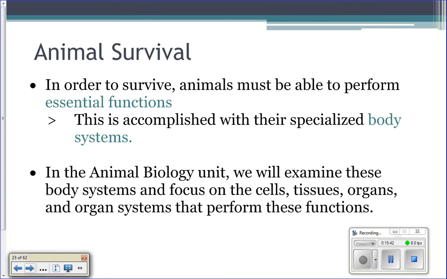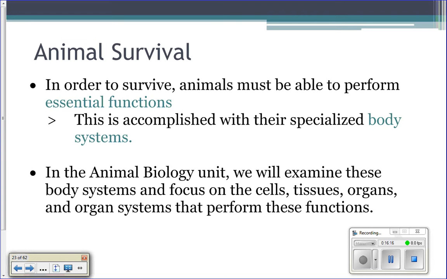Okay, so in order for animals to survive, they need to be able to perform essential functions, which are things like reproduction and things like movement or responding to their environment. All of those things are essential functions for an animal. And we're going to look at different kinds of animals, and those special functions are carried out by the body systems. Okay? So as we look at the different kinds of animals, we'll look at the systems that take care of each of these essential functions.